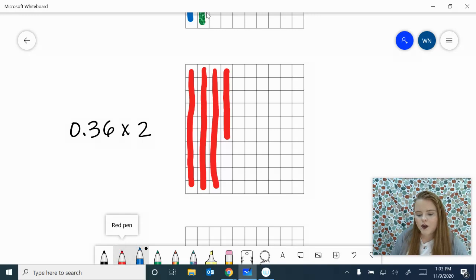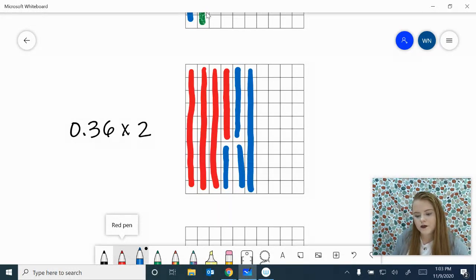So I know I've got 10 boxes in this row, and I know these 4 plus these 6 give me 10. So I can just do that. So there's 10, 14, 24, 34, 35, 36. So now, after we have that colored in, I colored in 36 boxes twice.